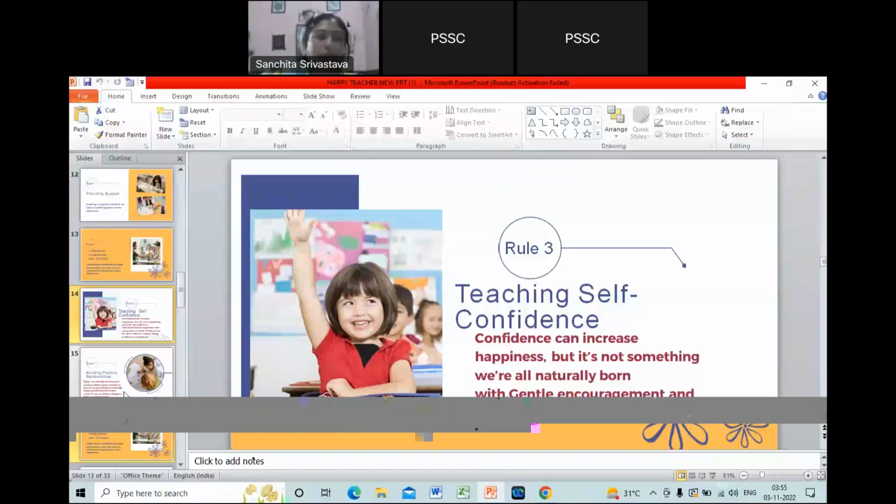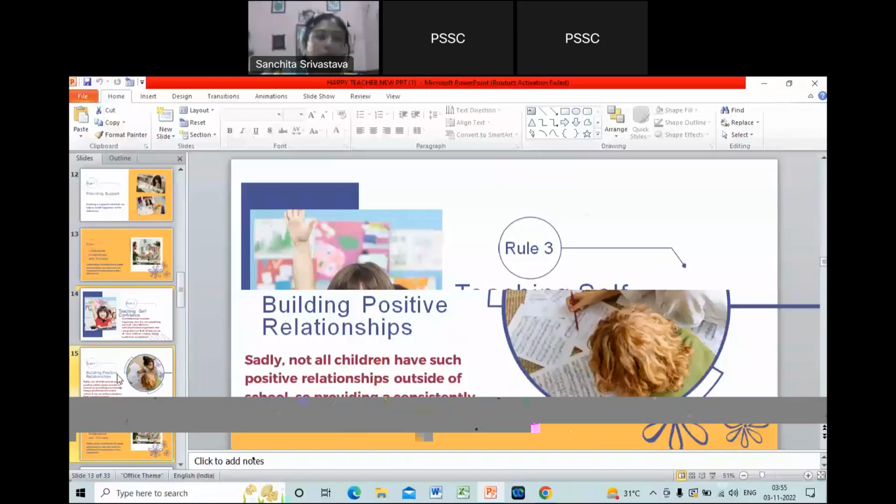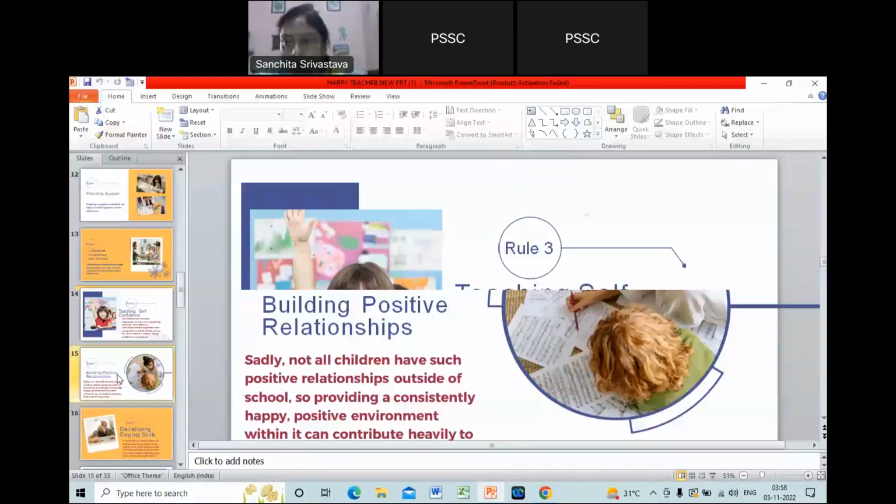Now, building positive relationships. Building positive relationships with the children is very, very important. Why should a positive relationship be there? Because you are the only one who should be taking charge, and you are responsible for every child's learning outcome. So if learning is the motto, you have to see the psychological factor, whether the child is psychologically ready to learn or not.